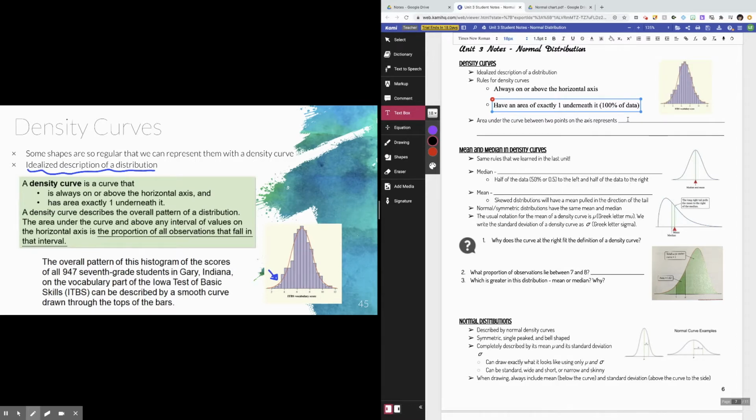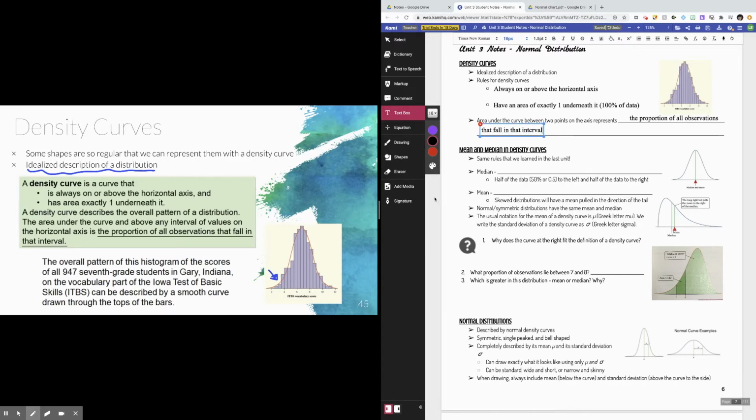The area under the curve between 2 points actually represents the proportion of all observations that fall in that interval.